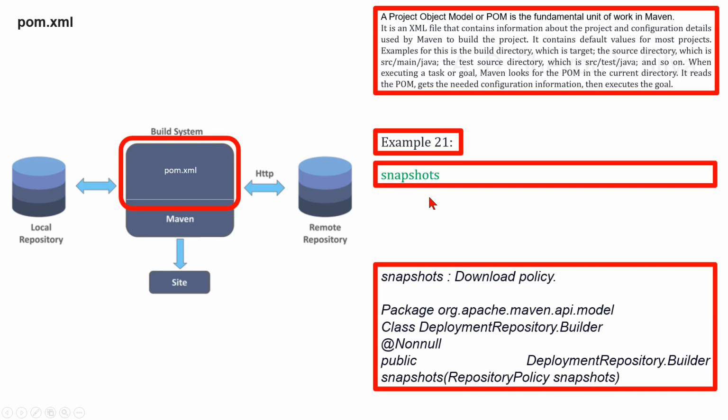Snapshots is a download policy. Regarding API, the method @NotNull public DeploymentRepository.Builder snapshots(RepositoryPolicy snapshots) in class DeploymentRepository.Builder in package Maven.api.model.